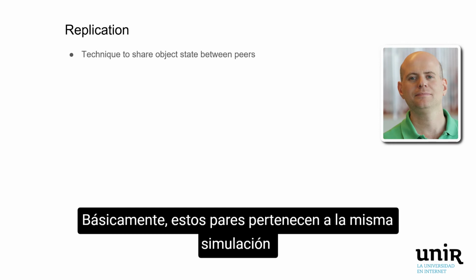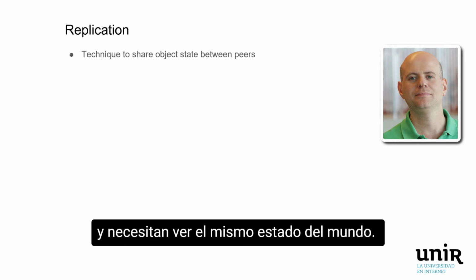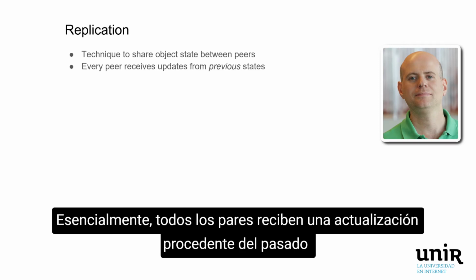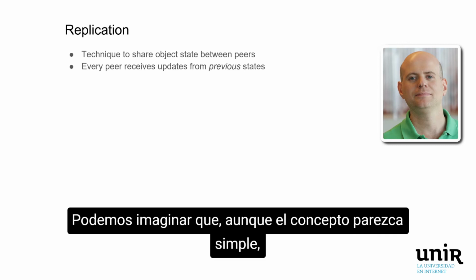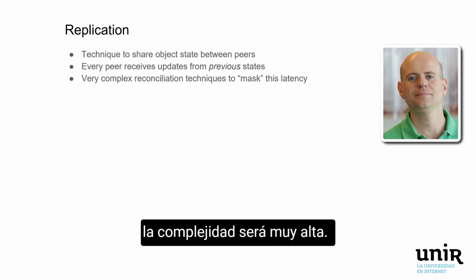Basically, all these peers belong to the same simulation and they need to see the same state of the world. How do we do that? Basically, every peer ends up receiving an update that comes from the past, and it needs to apply that past to its current present. You can imagine that even if the concept is simple, the complexity is very, very high.